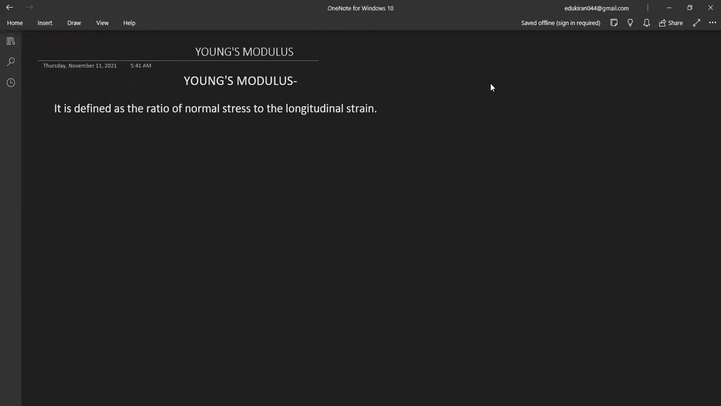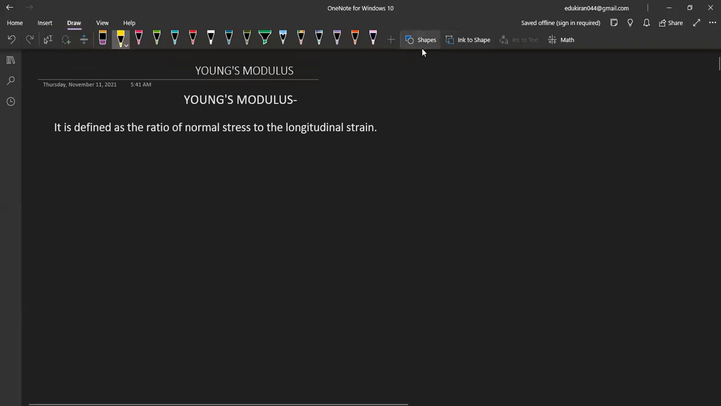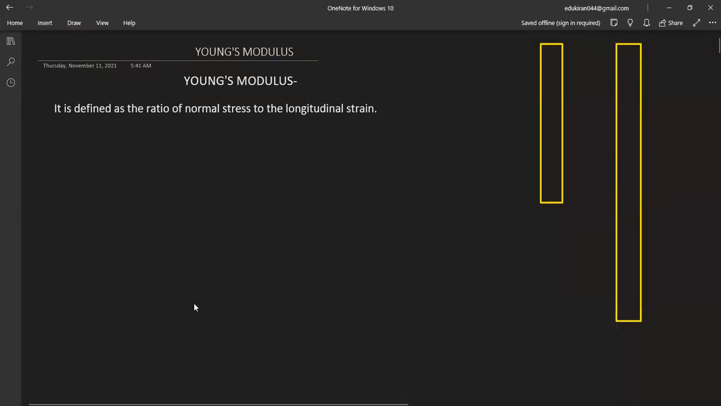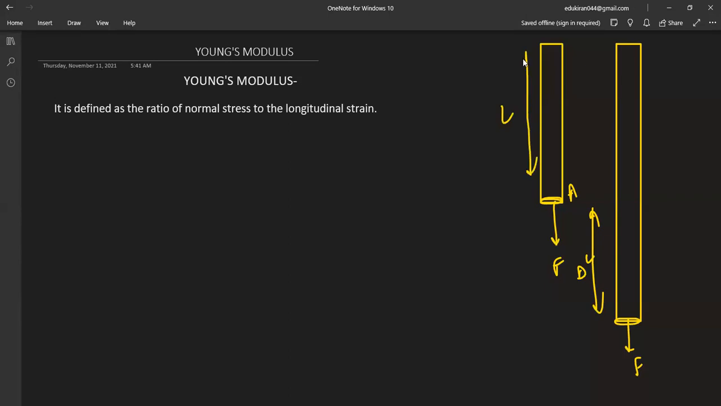See, suppose this is a rod and this is the elongation that has been produced due to the presence of a deforming force. Now see, this is the area of cross section, right? This is A, and the force that is being applied is F. And this is the elongation that has been obtained. And what was the original length? Original length was L.